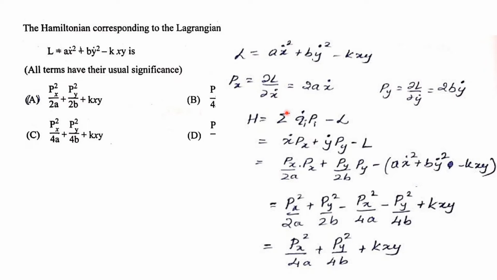So H is equal to summation q dot p minus L. So here two terms are there depending on x and y. Therefore x dot px plus y dot py minus L. If you substitute the values of px, py, you will get px square by 4a plus py square by 4b plus kxy. Therefore option C is the right answer.